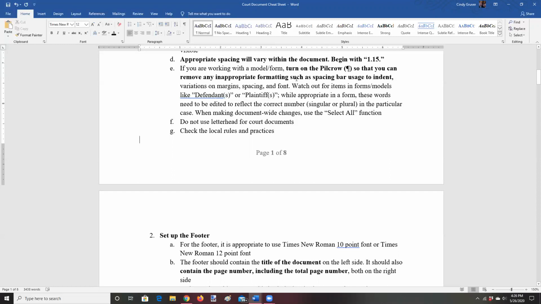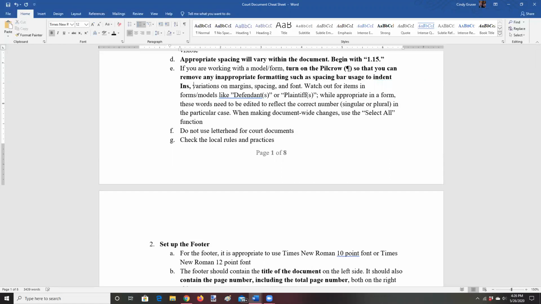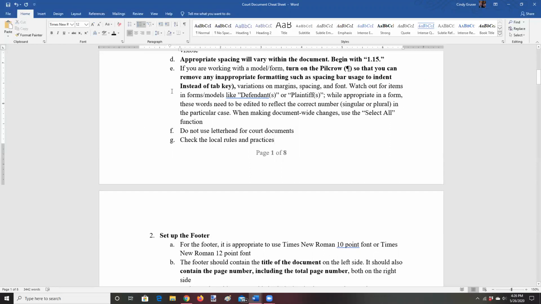Probably the single most important thing for the Pilcrow is going to be the fact that many times people use the space bar instead of the tab key. So keep that in mind. That's a very common error. But there are lots of other errors you'll find, and many times in documents. There's all kinds of weird format lurking in documents.